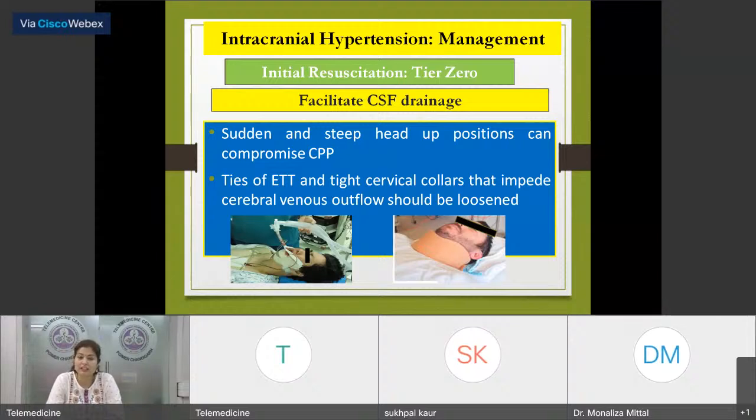And the ties of the ETT. Mostly the patients who are suffering from moderate or severe traumatic brain injury are intubated, so we have to put the ties over the neck. Make sure that, because we have the carotid artery in the neck, it is not blocked, because if it is blocked, again the venous flow will be hampered. So make sure that the cervical collar and the ties of the ETT are loose enough to keep the flow intact.